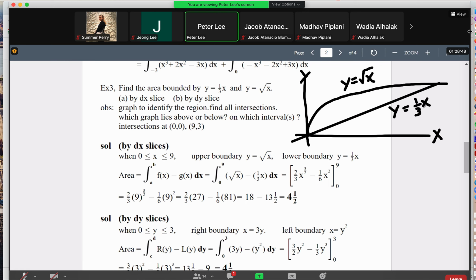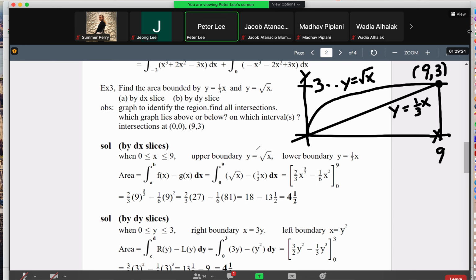Okay, so we have this. So now we identify that this point right here is 9, 3. That means this point right here is 9. And the y value here is 3. So this point is 9, 3. And of course, the other endpoint is the origin. So that's not hard to see. When you go to the graphing utility, you can do these kinds of things fast. But you still want to find intersections algebraically.